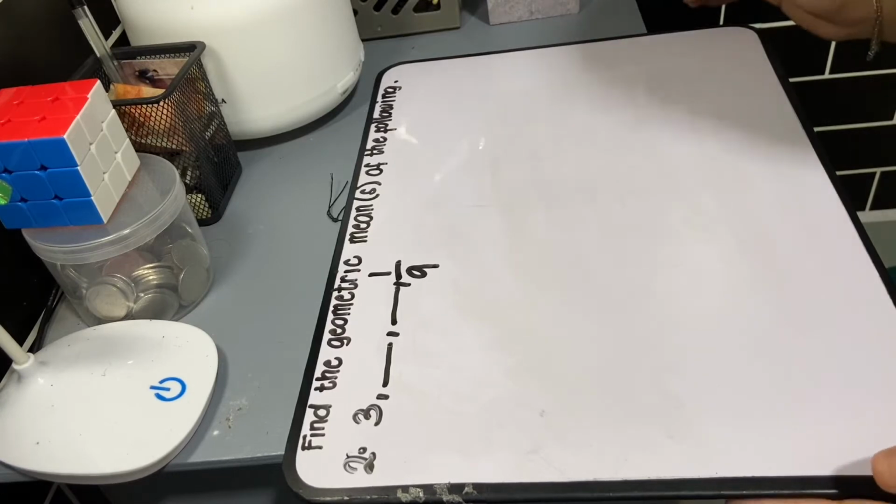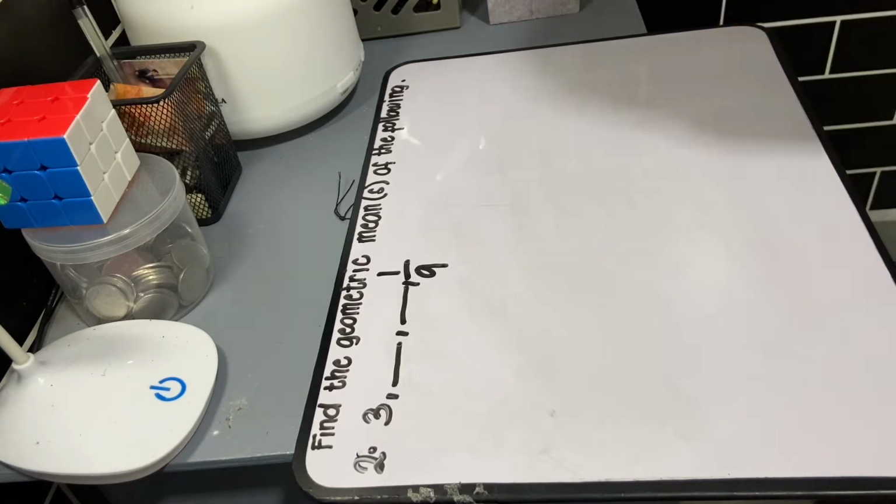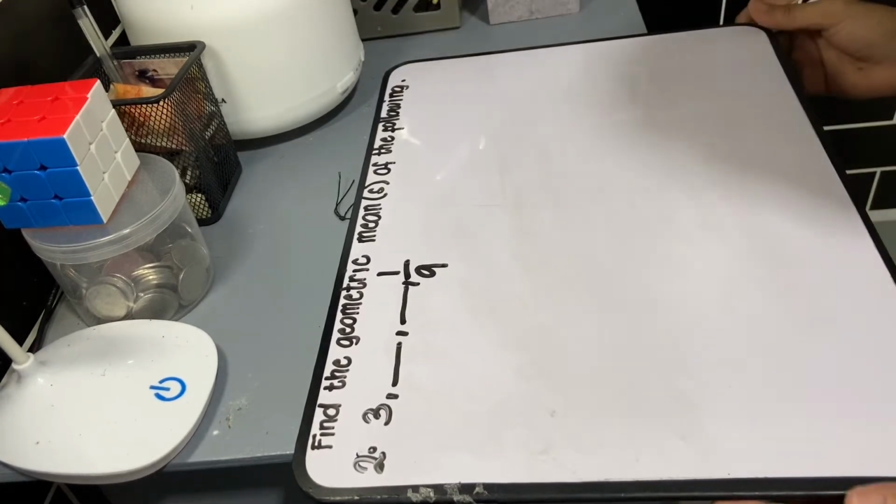This time we are going to solve problem number 2. We have 3 and 1 over 9. 3 and 1 over 9 is the geometric extreme. This time we will solve two geometric means. So of course, first we are going to write the given.